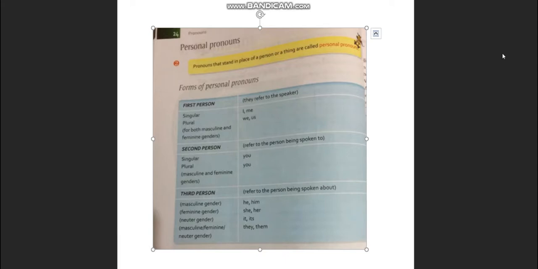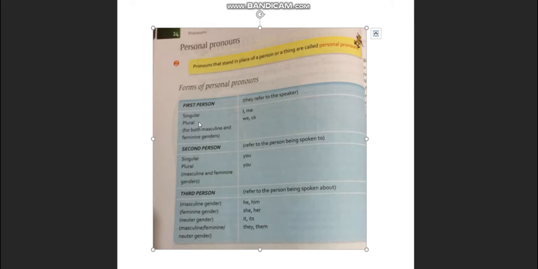Okay, students. So now I'll take you towards personal pronouns and forms of personal pronouns. We have already learned about personal pronouns. Now we'll learn about forms of personal pronouns. In English, there are 3 persons which are being used: first person, second person, and third person. First person is the speaker himself. Like I am speaking, so I am the speaker. So I am first person.